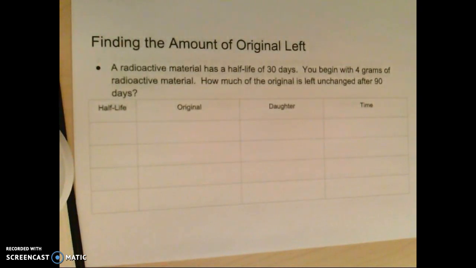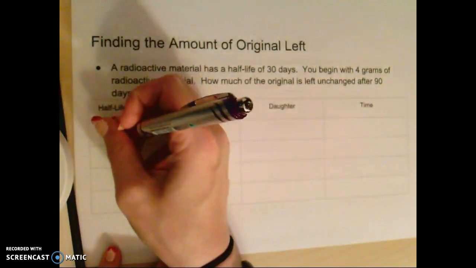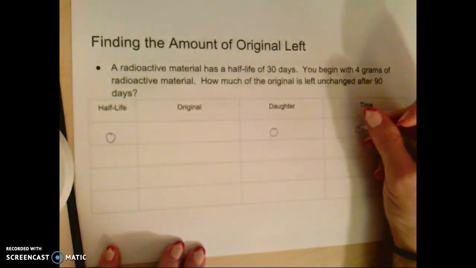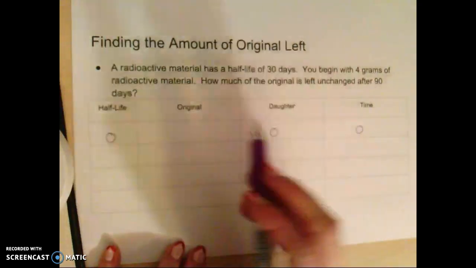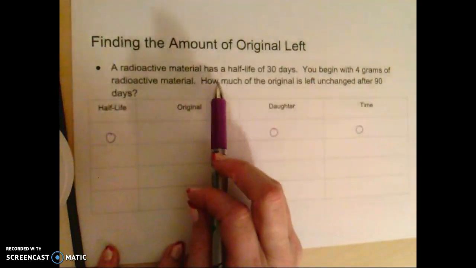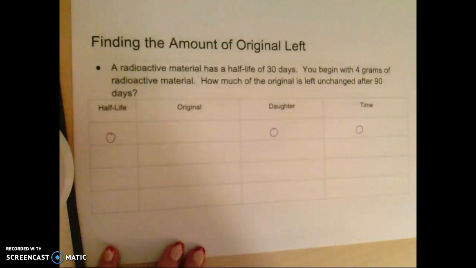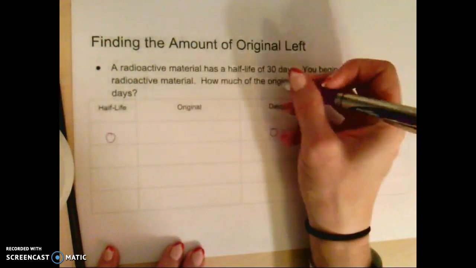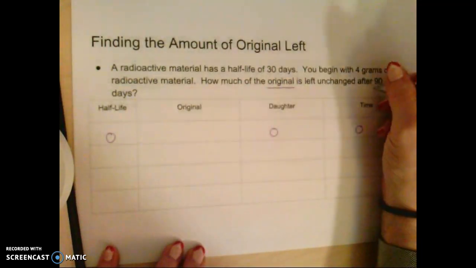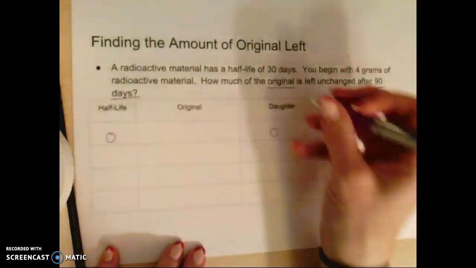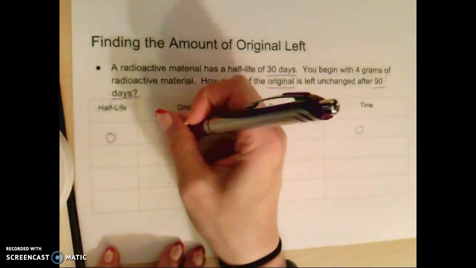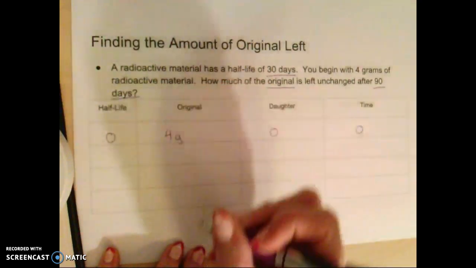Next, we have the second type, which is finding the amount of original left. Again, first move, put 0 in your half-life, 0 in the daughter, 0 in the time. We have a radioactive material that has a half-life of 30 days. You begin with 4 grams of radioactive material. How much of the original is left unchanged after 90 days? 90 days, 1 half-life is 30 days. So we are starting with 4 grams.